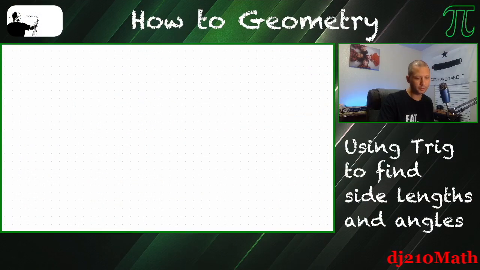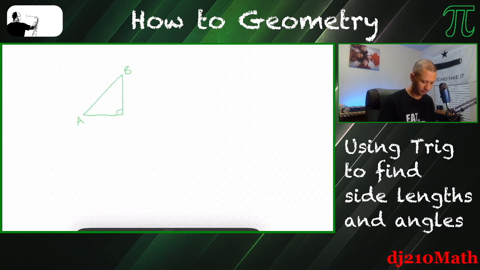All right, using trig ratios to find side lengths. Let's first recall what a trig ratio is. If we have a right triangle, there are three trig ratios that we can identify: sine, cosine, and tangent. And we're taught that there's a relationship between the angle and the sides, and that's the trig ratio. So for instance, sine is opposite.